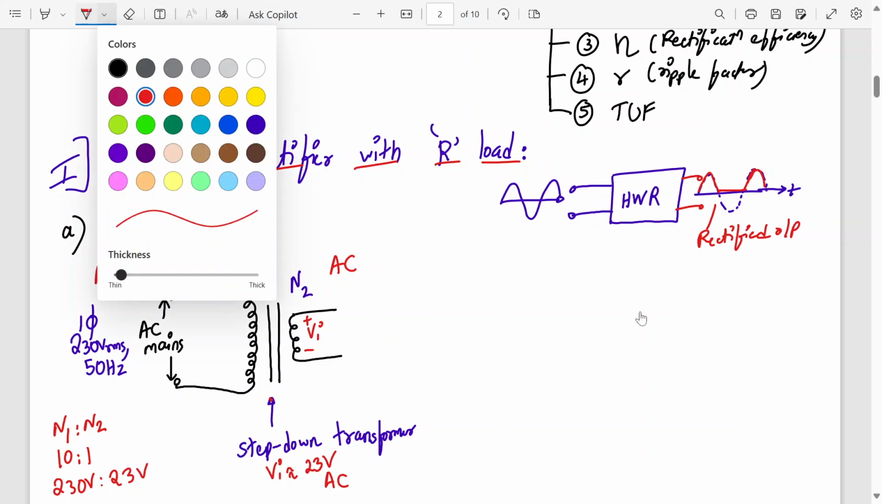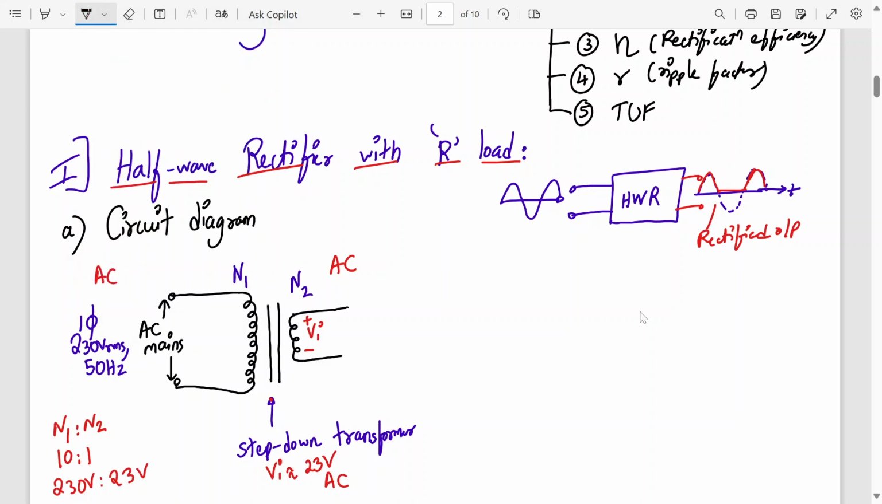Now, what we do is we connect it to a diode, and we require some load also, so that we have a resistive load, R load, and this we ground it, and this we call output. That's it. Have you studied this kind of a circuit?